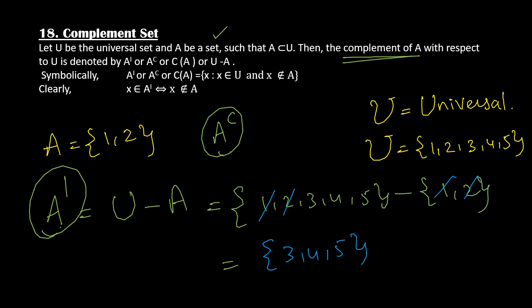Did you understand? So these are the notations I have taken. I have to take all such elements x: x should be in U and x should not be in A. This comes under the universal set. Is it okay? Any doubts up to here?